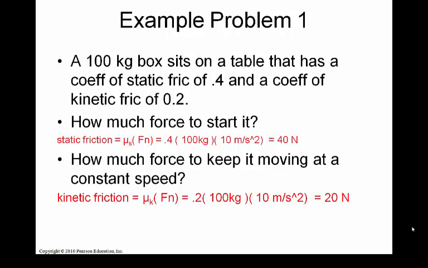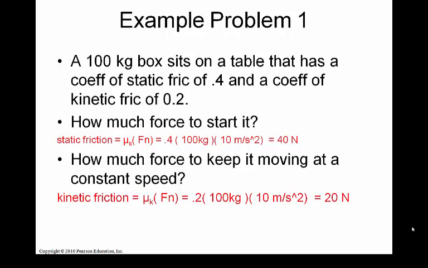A 100-kilogram box sits on a table that has a coefficient of static friction of 0.4 and a coefficient of kinetic friction of 0.2. How much force is needed to start it? Well, you have to overcome static friction to start it. The static friction is mu s times Fn. Plugging in, we have 0.4 times 100 kilograms times 10 meters per second squared gives us 40 newtons.